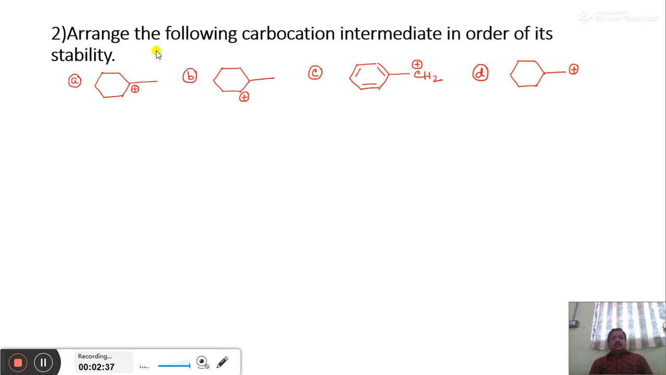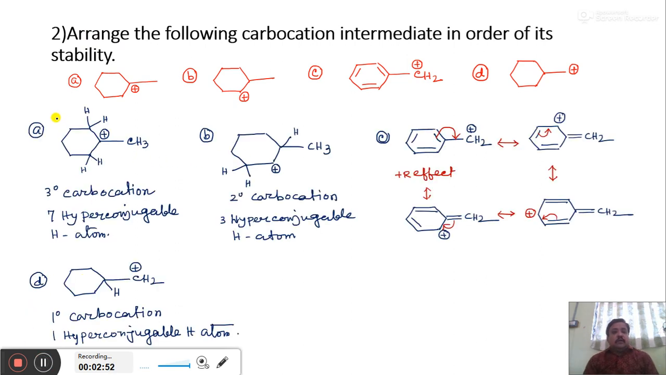The next question is: arrange the following carbocation intermediates in order of their stability. Four carbocations are given. To explain the stability of these carbocations, we write: carbocation A is a 3 degree carbocation, it contains 7 hyperconjugable H atoms. Carbocation B is a 2 degree carbocation, it contains 3 hyperconjugable hydrogen atoms.